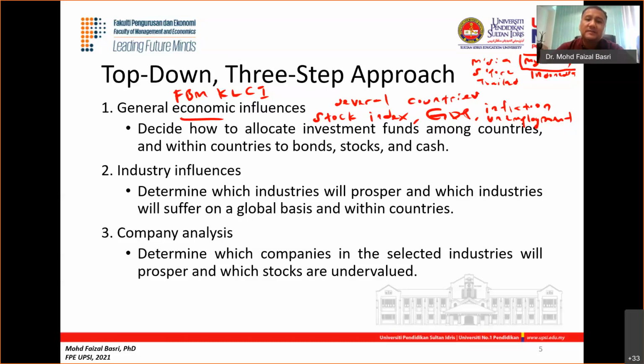So that's our first step, to overview the general economic influences by looking at several economic indicators. Next, once you have narrowed down the countries, let's say out of these 5 you eliminate Myanmar because of politics, then say Thailand and Indonesia are not doing well, you settle with these 2, Malaysia or Singapore. So the next step is to look at the industry.